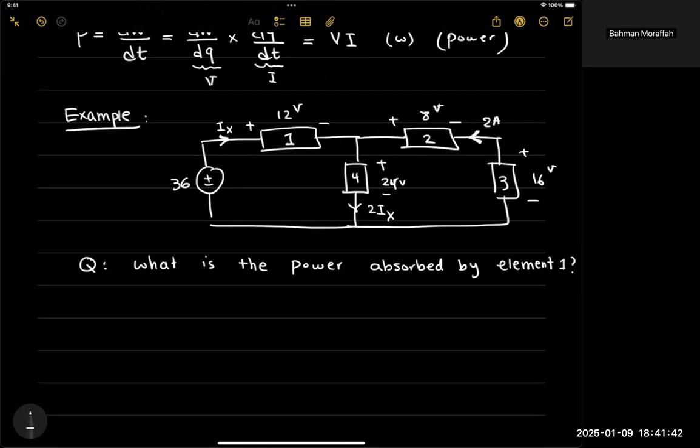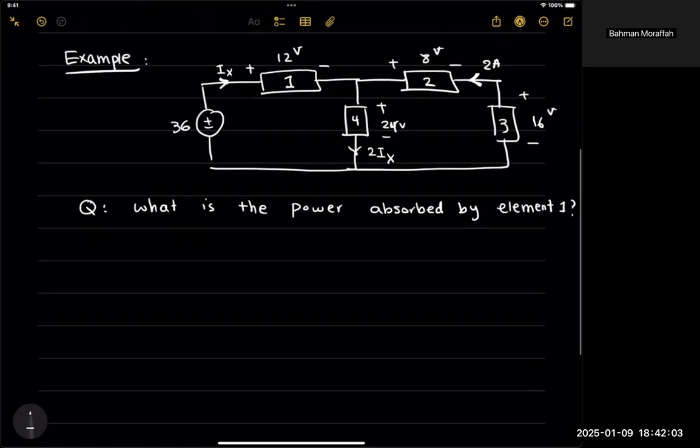Well, we know the power is VI, so power absorbed by element 1 is 12 times Ix. But the issue here is that we don't really know Ix, so we have to be able to compute this Ix. To do that, let's take a step back and find all the powers that we can. If I want to find power for element 1, that is VI, which is 12 times Ix. And we know this is absorbed, so the sign here is positive.